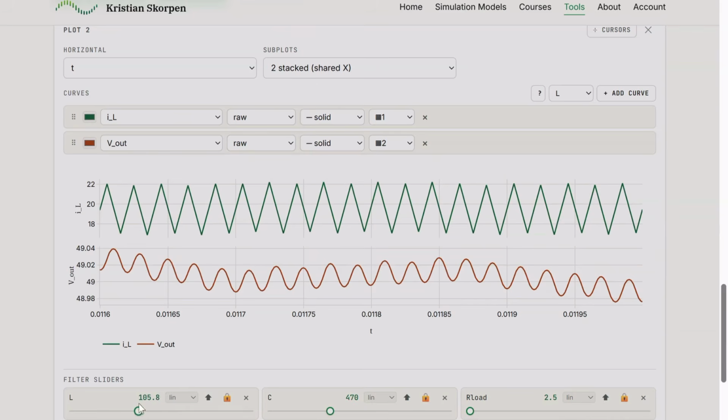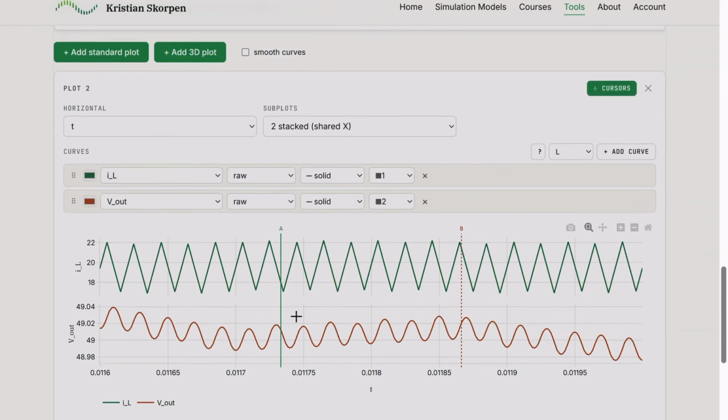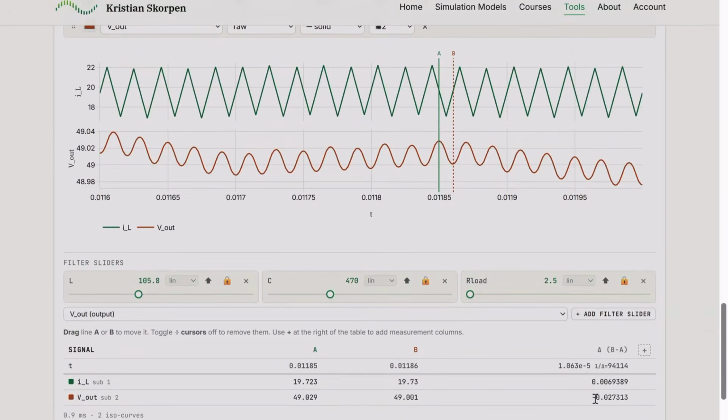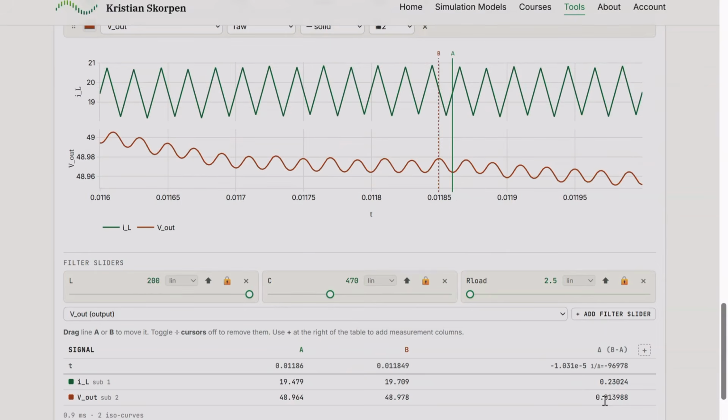The inductance also affects the output voltage. In order to analyze this, I think we need to add a cursor. So let's add one at the top and one at the bottom, and then we get the values down here. Now we have a positive value for this. At this state, we have a 0.03 V voltage ripple, while if we increase the inductor, we get 0.014 instead. So by increasing the inductance, you reduce the voltage ripple.